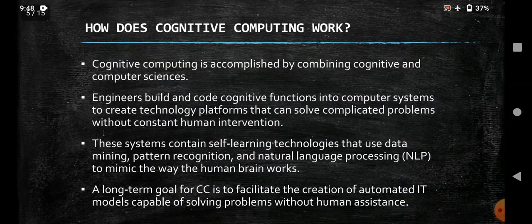These systems also contain learning technology such as data mining, pattern recognition, natural language processing, etc. These are used to mimic the way the human brain works. One of the main goals of cognitive computing is to facilitate the creation of automated IT models that are capable of solving problems without any human interaction or assistance.